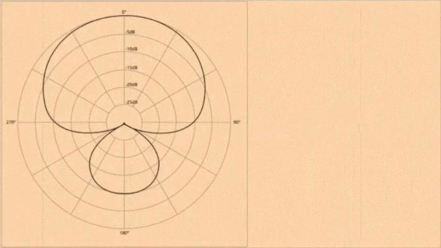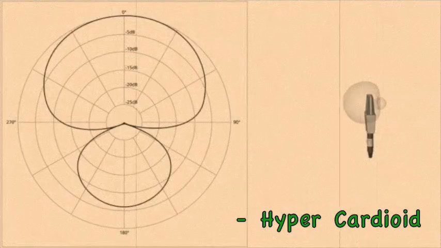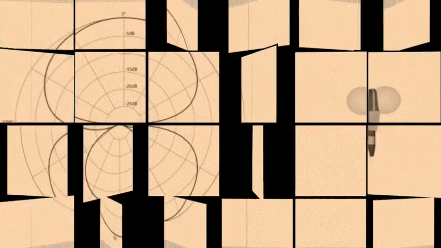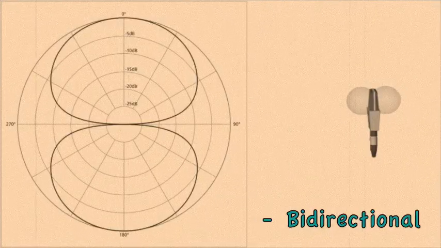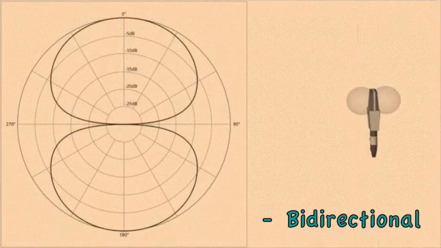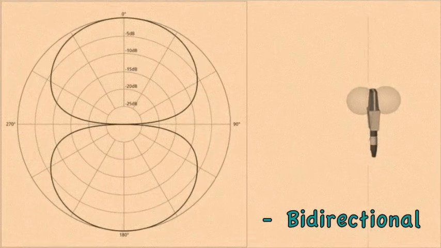Supercardioid and hypercardioid are more extreme versions of the cardioid pattern. Bidirectional or figure of 8 picks up equally from the front and the back, while sound coming from the sides is rejected.